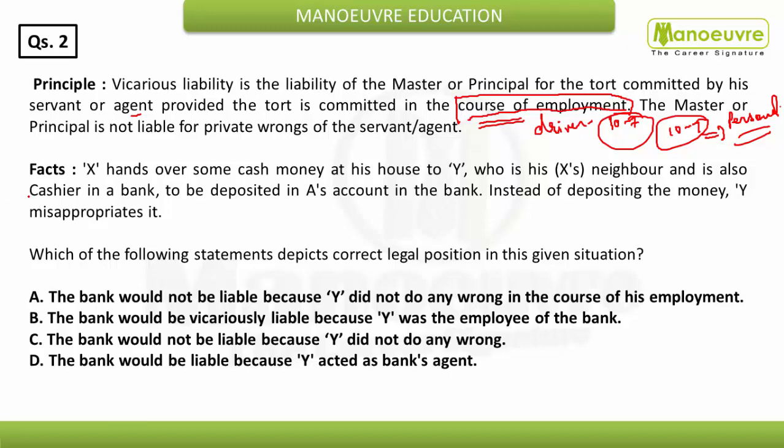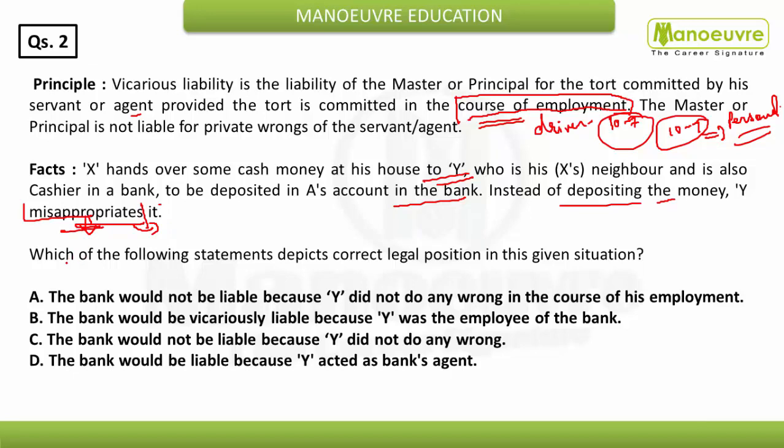Okay, so the facts of the case go, X hands over some cash money at his house to Y, who is X's neighbor and is also a cashier in a bank, to be deposited in A's account in the bank. Instead of depositing the money, Y misappropriates it. Now what does the word misappropriates mean? It means he utilizes it for his own self. So he's not depositing it in the bank, but he is using it for his own purpose.